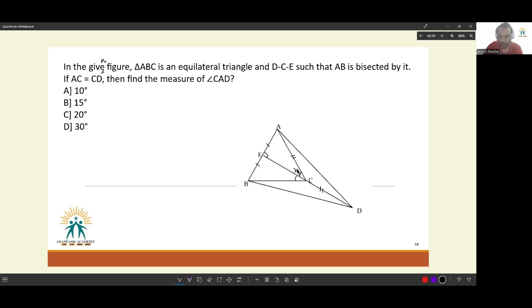Now, if this is 30 degree, this here will be 150 degree because it is on a straight line. Now, if these two angles are identical, this is X and this is X, and they add up to 30, both of these angles will be 15 degrees each. This is what the question demanded, CAD. So answer to the question will be option B, 15 degrees.